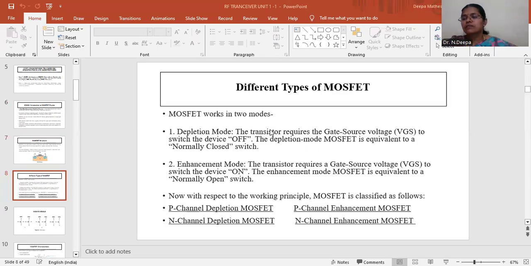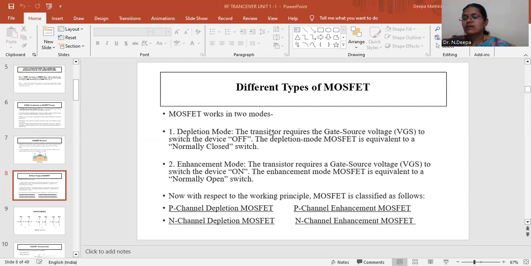So what is depletion mode? When there is no voltage across the gate terminal, the channel shows maximum conductance. When the voltage across the gate terminal is either positive or negative, the channel conductivity decreases. So what is enhancement mode? When there is no voltage across the gate terminal, the device does not conduct. When there is a maximum voltage across the gate terminal, the device shows enhanced conductivity.